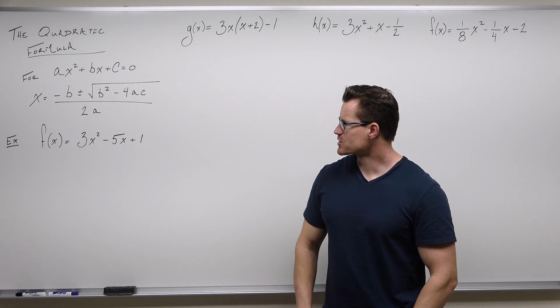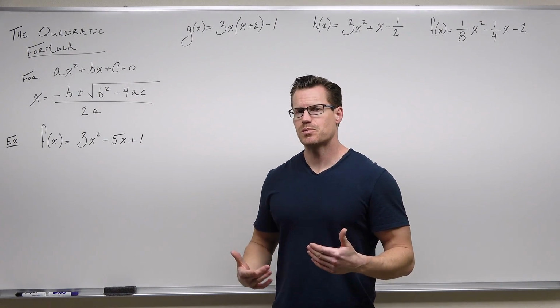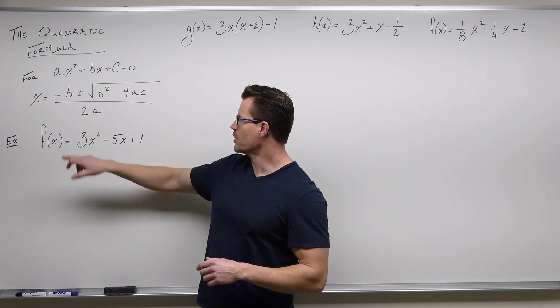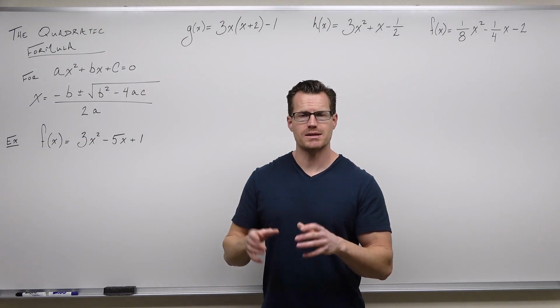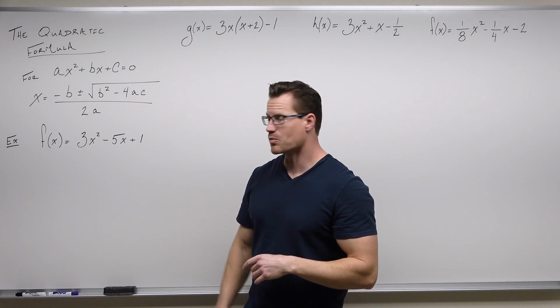F of x equals 3x squared minus 5x plus 1. This is, of course, a quadratic. It is a parabola. We can tell it's upward opening because our a is positive, and it's a little bit narrow or has a vertical stretch to it because our a is more than 1.